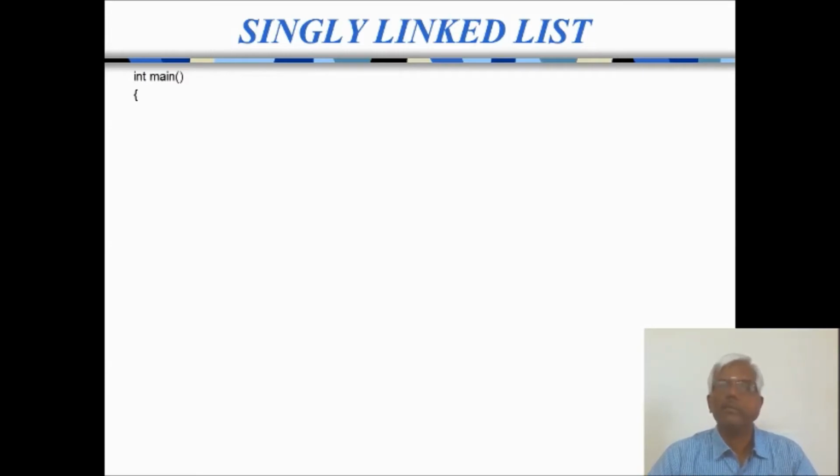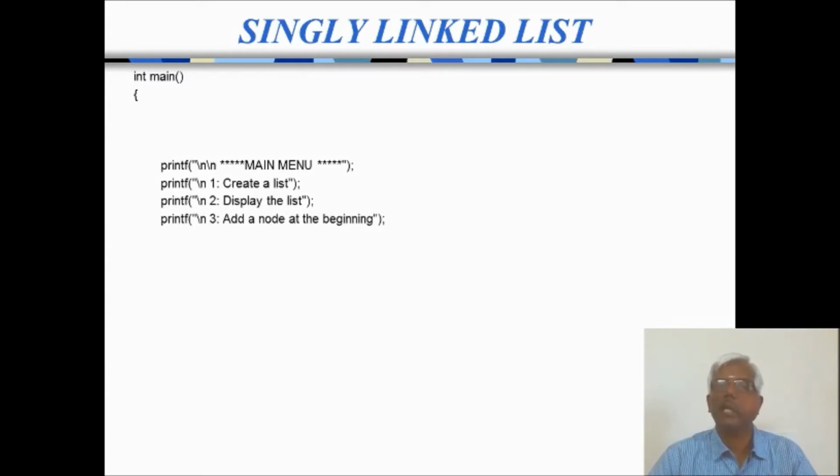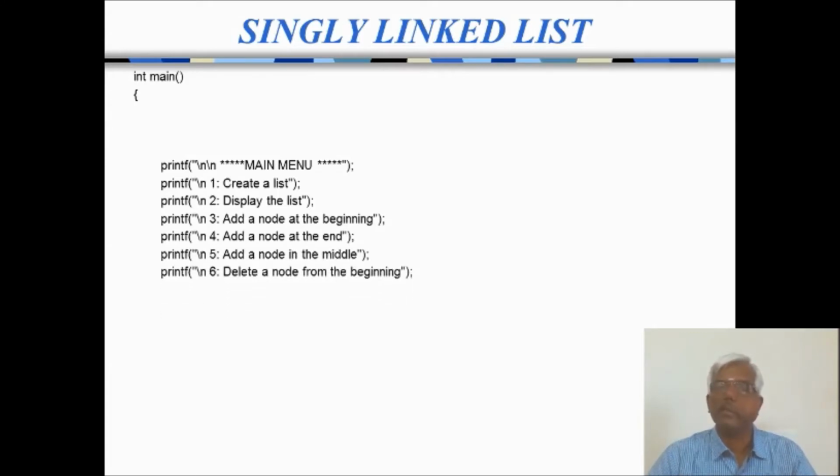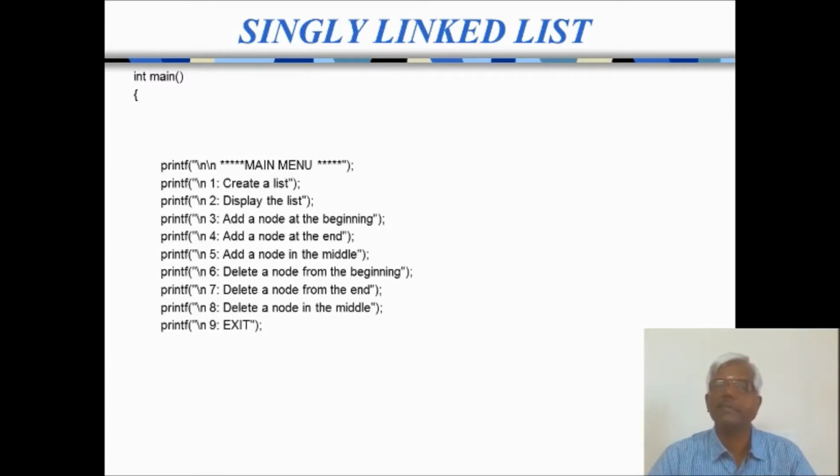To display the menu, we use some n number of printf statements. So print main menu, and then first operation create a list, second printf display the list, then third one add a node at the beginning, fifth printf add a node at the end, then add a node in the middle, delete a node from the beginning, delete a node from the end, delete a node in the middle. Option 9, it should automatically exit from the program. So this is what we call the menu. The menu is displayed. Then what next?